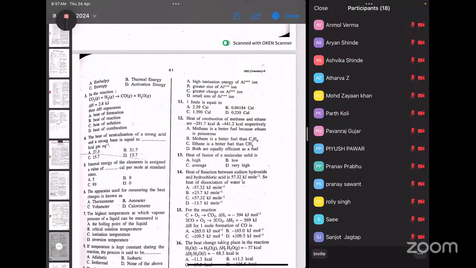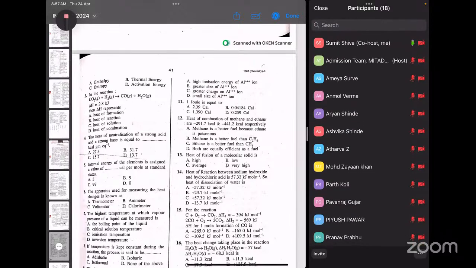Next is, in the reaction CO2 plus H2 gives CO plus H2O, delta H is 2.8 kilojoule, then delta H represents heat of formation, heat of reaction, heat of solution, or heat of combustion. In this case, CO2 plus H2 gives CO plus H2O.